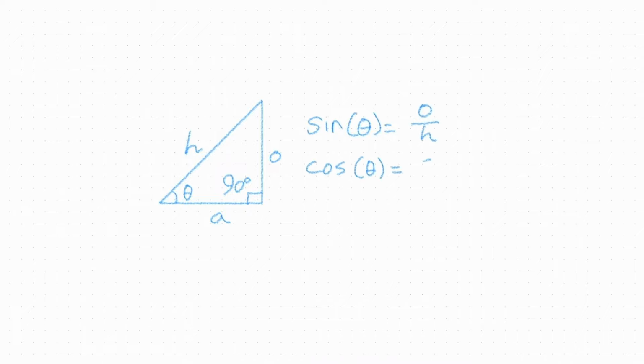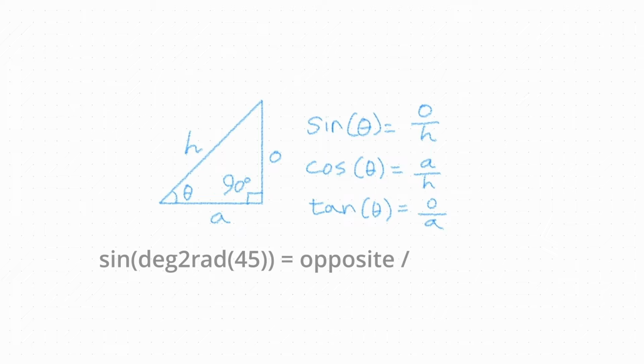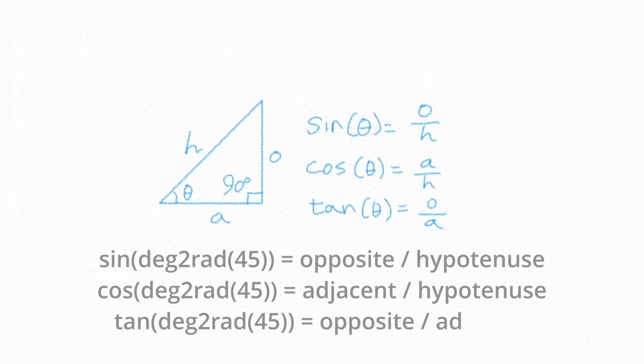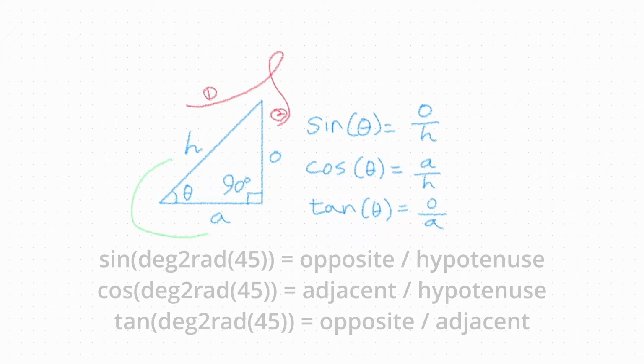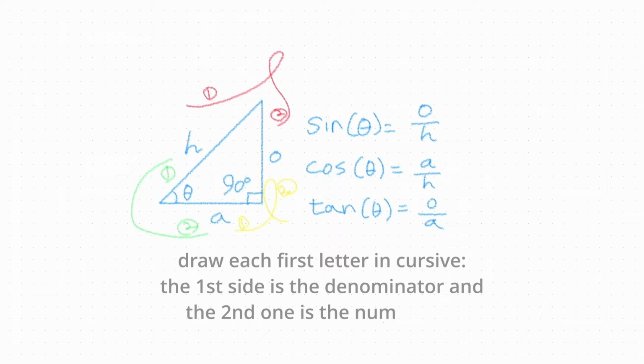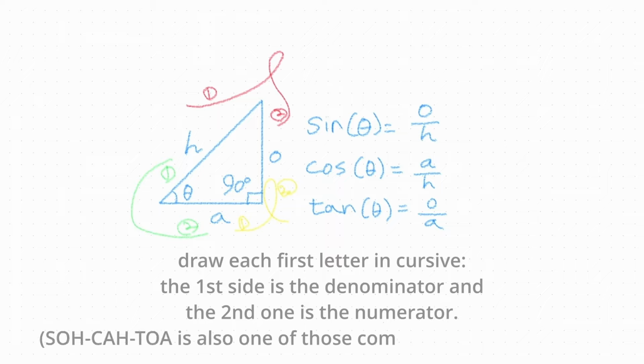These are functions. We provide an angle in degrees or radians, then they return the ratio of two sides. For example, sine 45 is opposite over hypotenuse, cos 45 is adjacent over hypotenuse, and tan 45 is opposite over adjacent. Again, it'd be much more intuitive if we have a right triangle with this right angle at the bottom right corner like this, and we can use each first letter in cursive writing like this to memorize these functions. Sine 45 equals opposite over hypotenuse, cos 45 equals adjacent over hypotenuse, and tan 45 equals opposite over adjacent. Okay, then the first side's length is going to be the numerator, and the second one is the denominator.